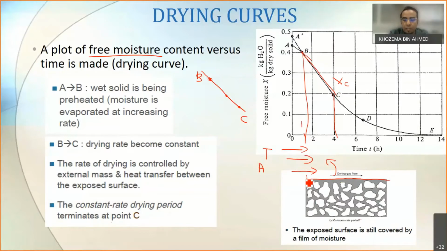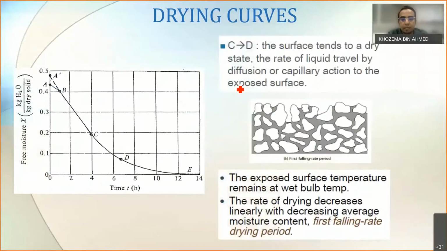Now we focus on points C to D. At C to D, the surface tends to be dry. We no longer have any moisture or water film on the surface. The liquid travels by diffusion or capillary action to the exposed surface. If you look here, because this is a curve, this is a curve.